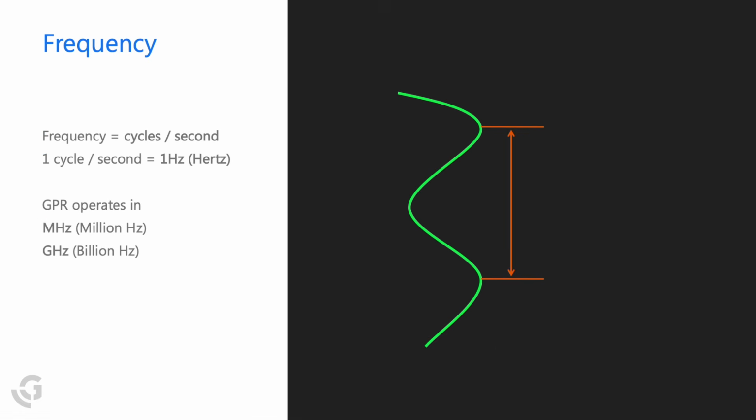In terms of frequency, we're talking about the measure of cycles per second. 1 cycle per second is 1 hertz. In this presentation, you'll hear me talk about megahertz and gigahertz. This refers to millions or billions of cycles per second.